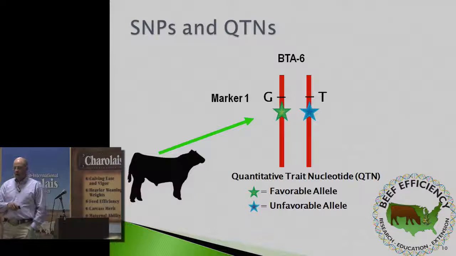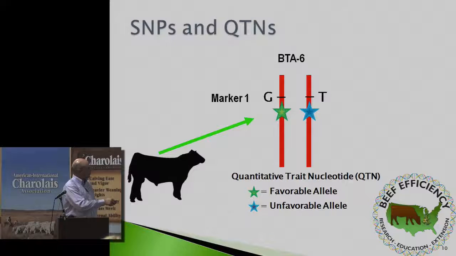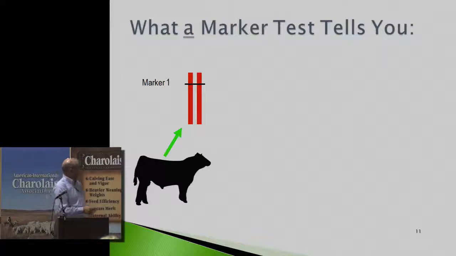Okay? So all we do is use the markers as sort of, you can think about them as ear tags, just to track a piece of genomic material through the population and its expected association with favorable or unfavorable forms of a particular gene. Okay? That's all we're doing. We just happen to do a whole bunch of them at the same time for an individual trait.